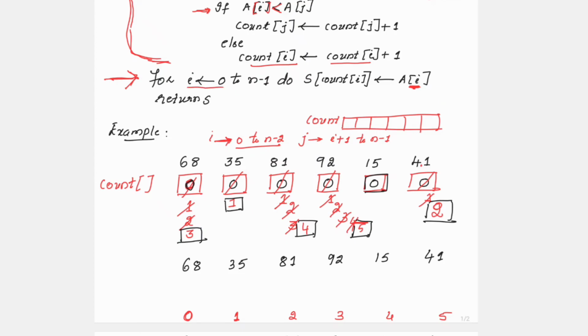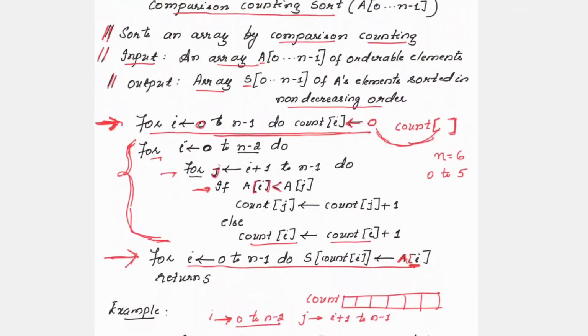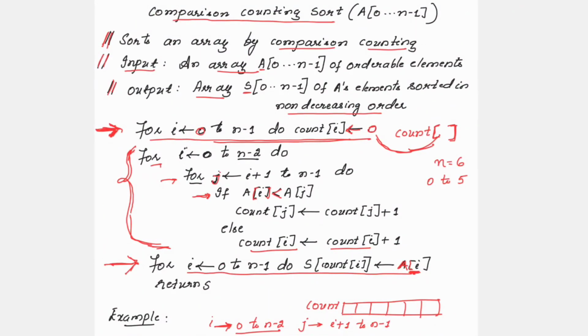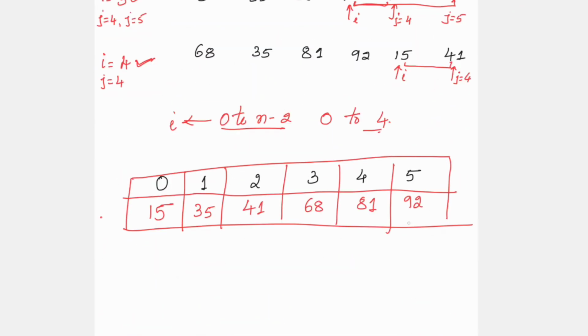That was because of this last statement in the pseudocode, wherein you are telling A of I, for each of the element which you compared with the rest of the elements, whatever is the respective count in the index, you place the element for that index starting from 0 to n minus 1. So this is how the comparison count sorting works with respect to the time complexity.